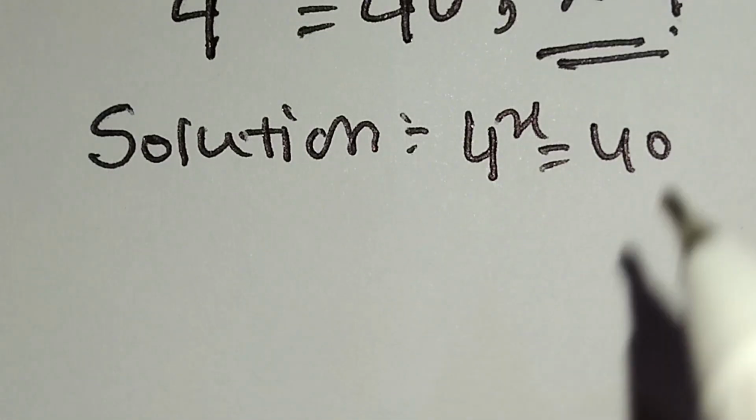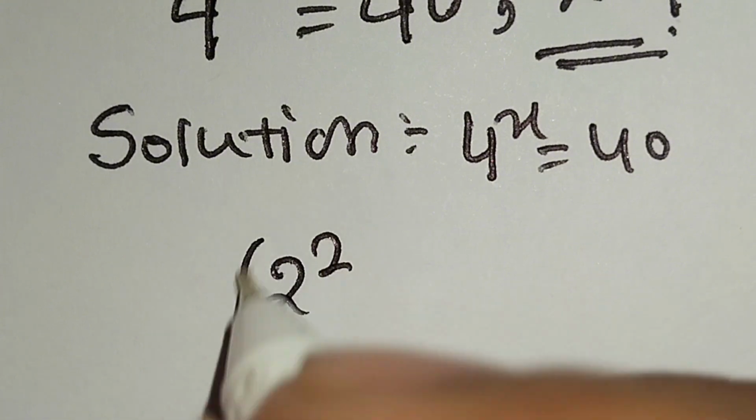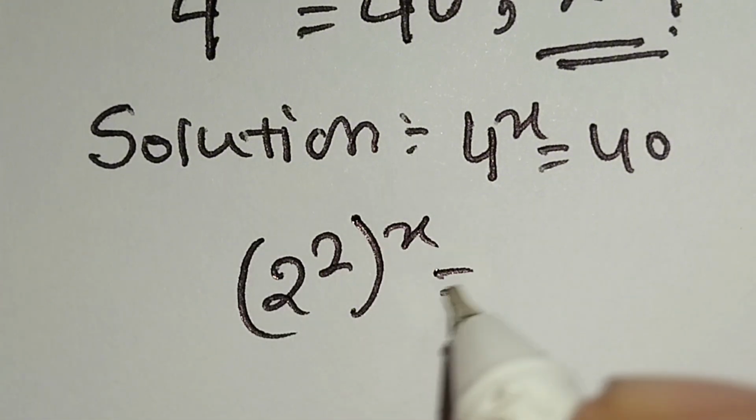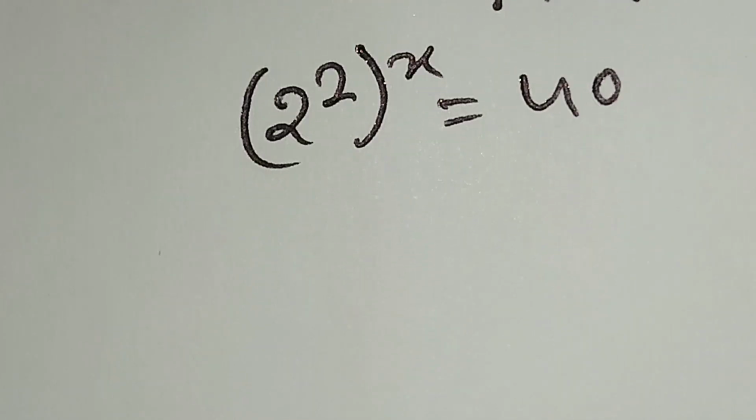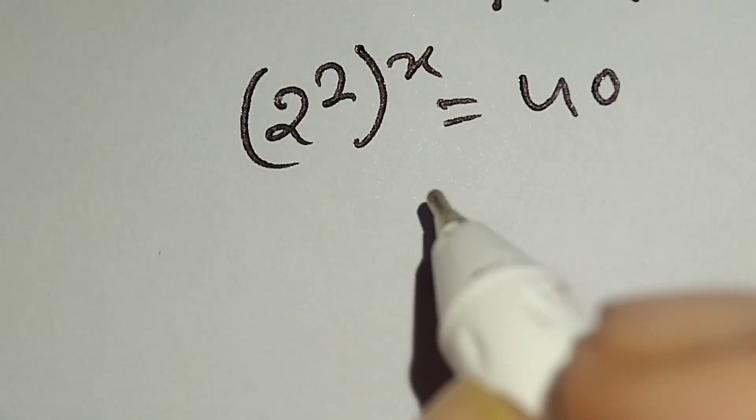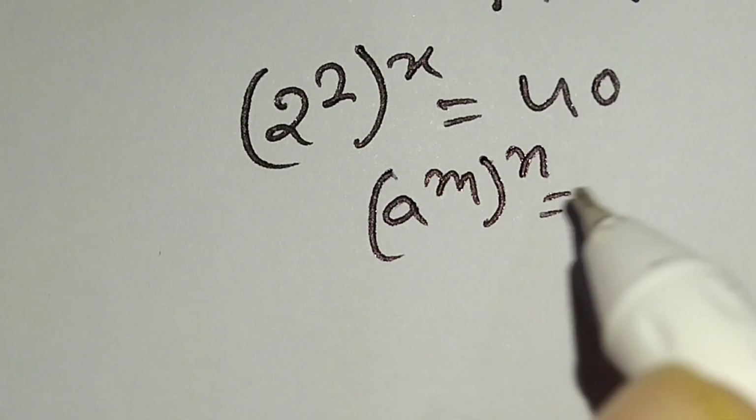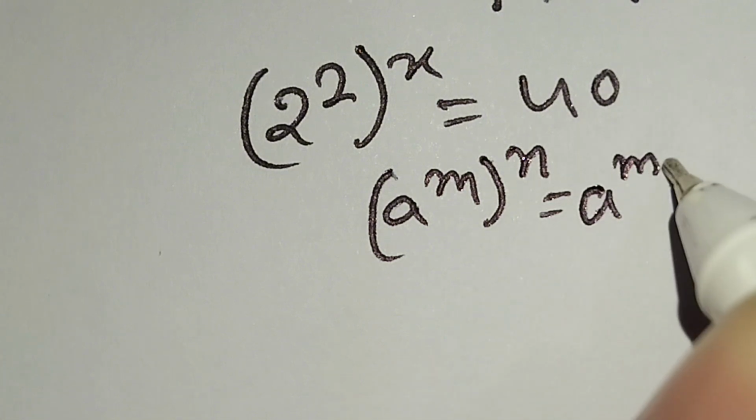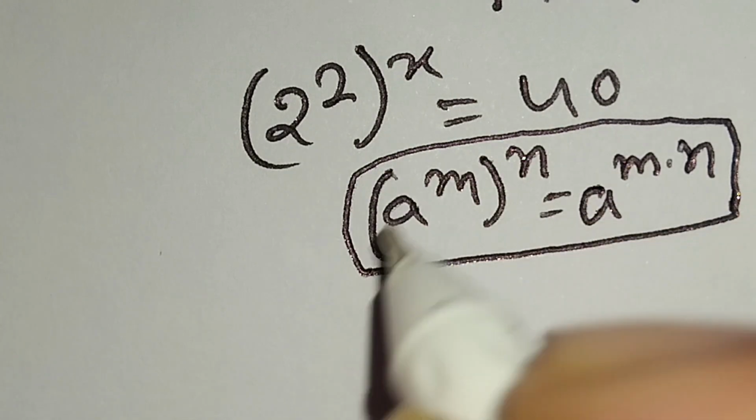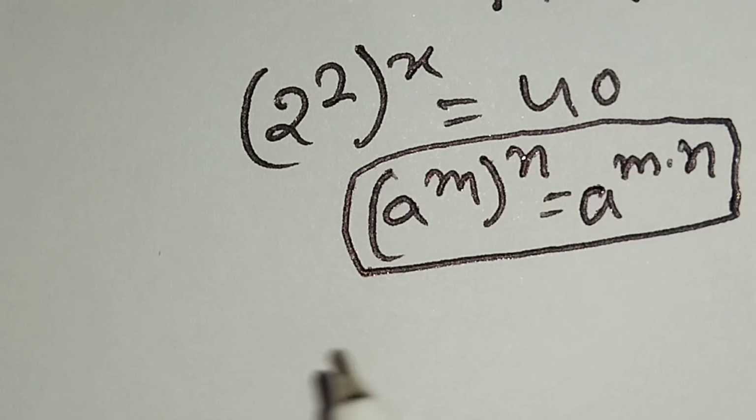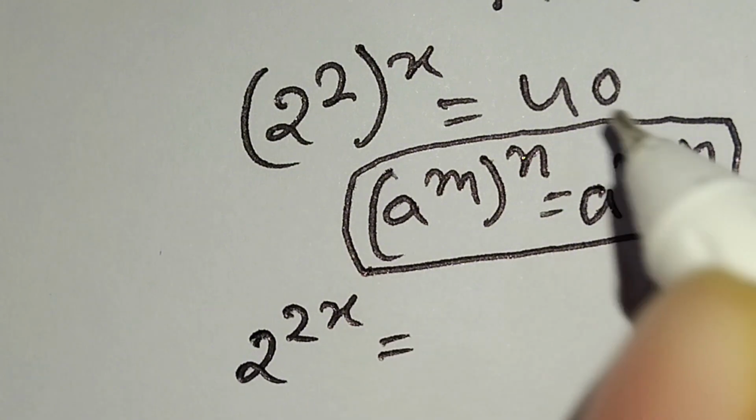Now we can write this 4 to the power x as (2 squared) whole power x is equal to 40. We know (a to the power m) whole power n is equal to a to the power m times n. According to this property, we can write this (2 squared) whole power x as 2 to the power 2x is equal to 40.